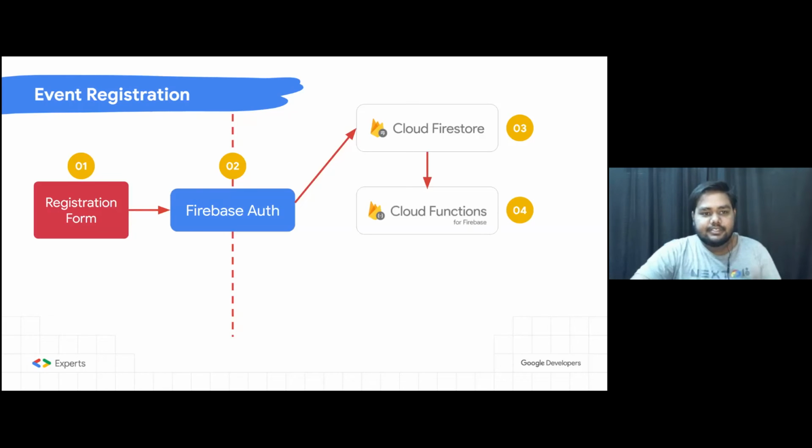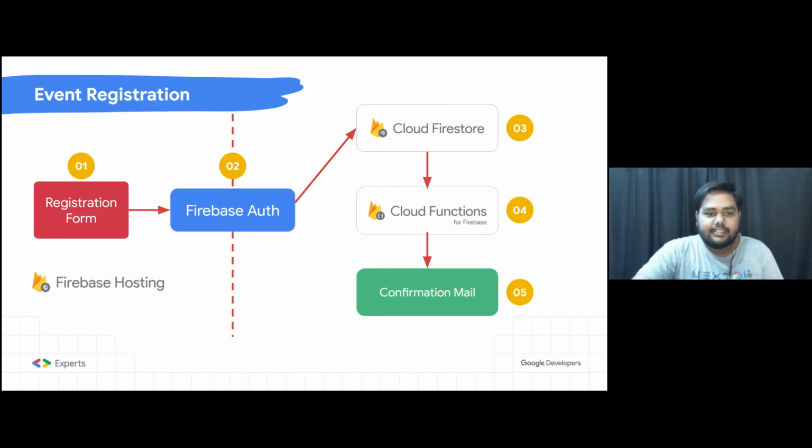Once the user fills in the registration details, we can send a confirmation mail. Hey, thank you so much for signing up for this event. We will share more information about this event in the upcoming days. Stay tuned. This kind of message you can trigger with the help of Cloud Functions. Once the user fills their registration form, you can send a confirmation mail to the user, and then your application is ready.